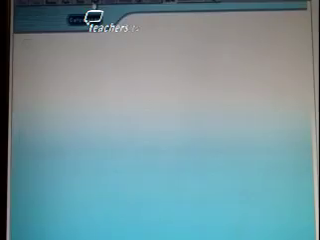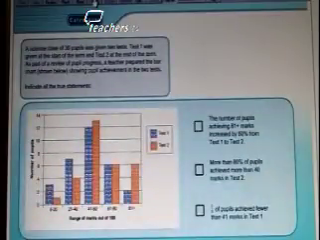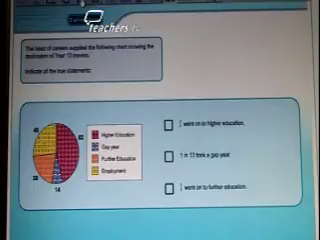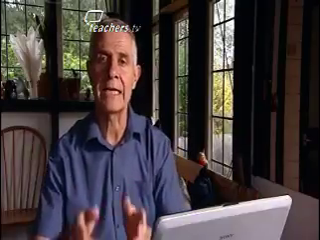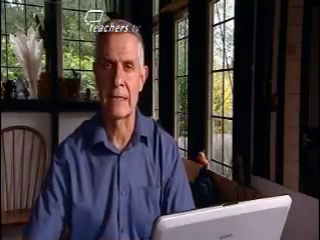Here's a question about a table of figures. Or you might be shown a bar chart. Or the question may be about a pie chart which has sections in it. In each case, it's for you to work out what the table, chart or graph is telling you. So, let's look at a question on a scatter graph and see what it says.